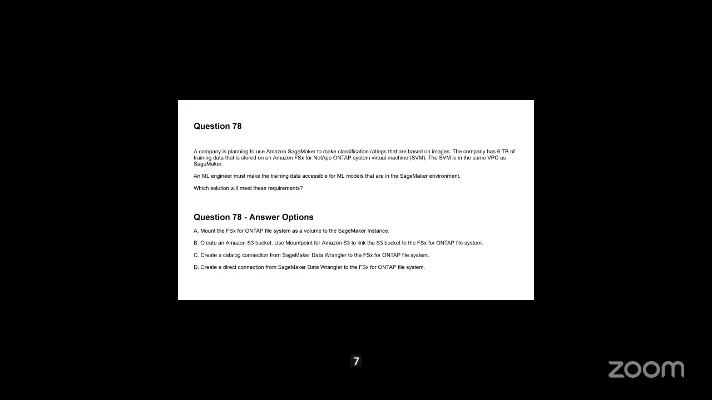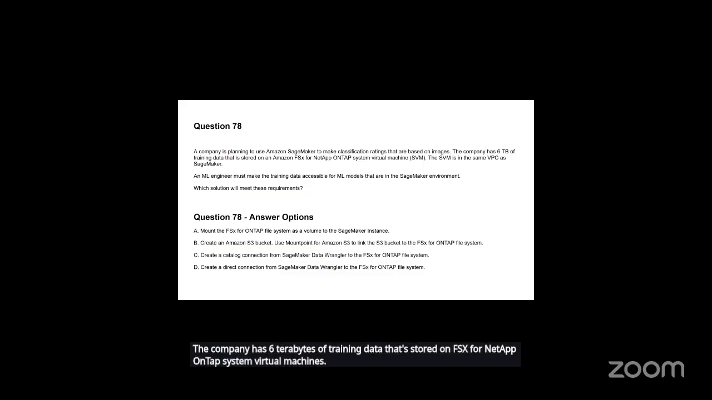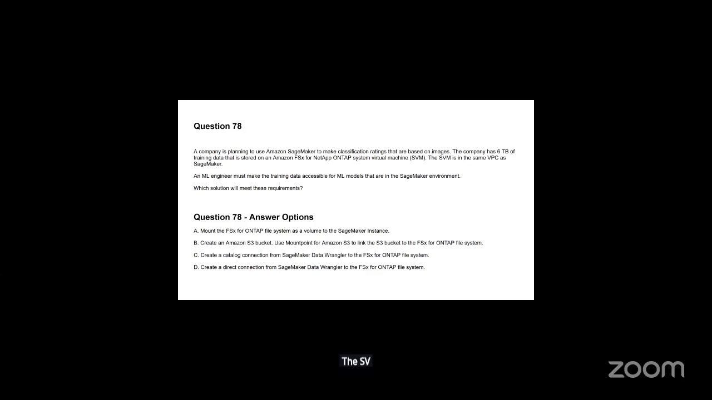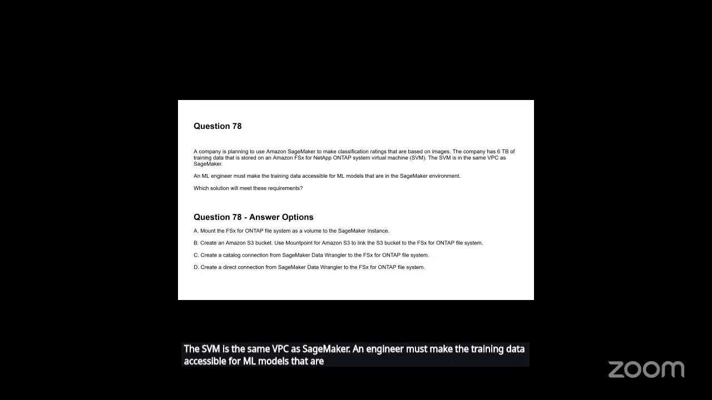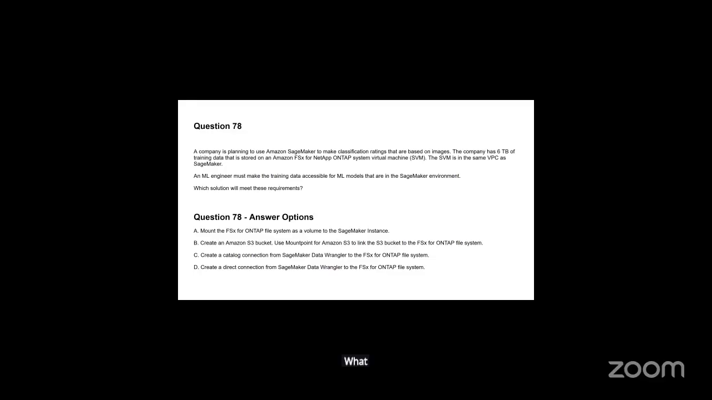The company is planning to use SageMaker to make classification ratings that are based on images. The company has 6 terabytes of training data that's stored on FSx for NetApp ONTAP system virtual machines. The SVM is in the same VPC as SageMaker. An engineer must make the training data accessible for ML models that are in the SageMaker environment. What solution will meet these requirements?